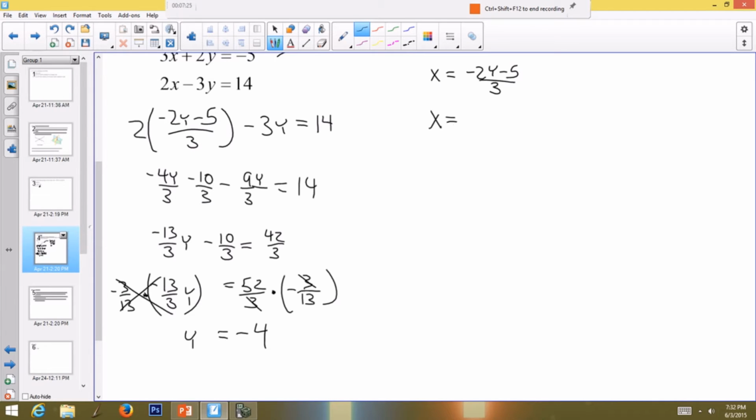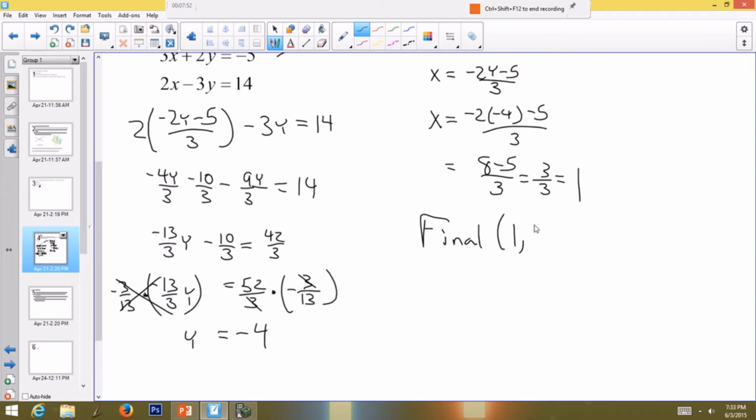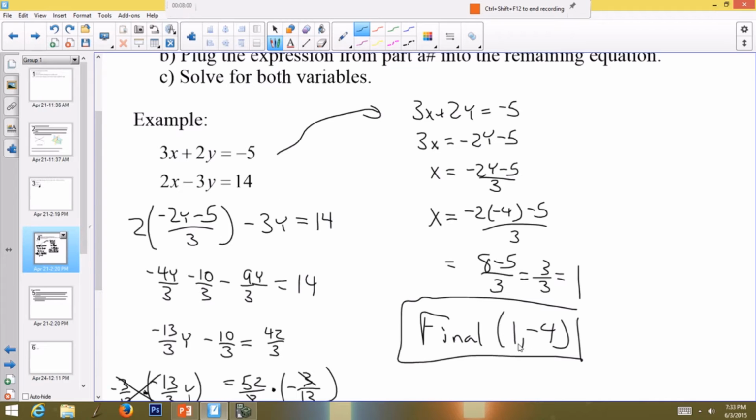And I'm going to go x equals negative 2 times negative 4 minus 5 all over 3. And negative 4 times negative 2 is going to be positive 8. And 8 minus 5 is 3, and 3/3 is 1. So my final answer for this system of linear equations in two variables is going to be 1, negative 4. Awesome. So if I graph these two linear equations, they would intersect at 1, negative 4.